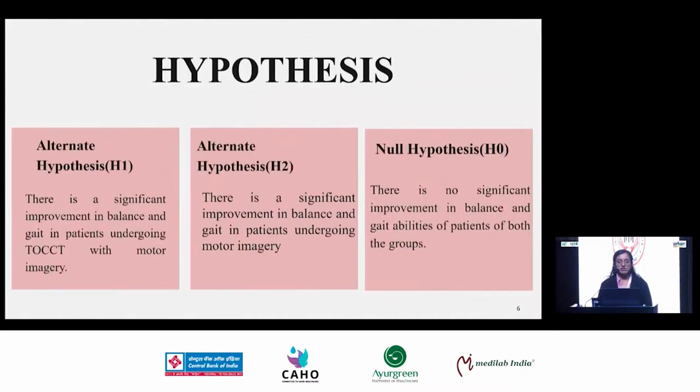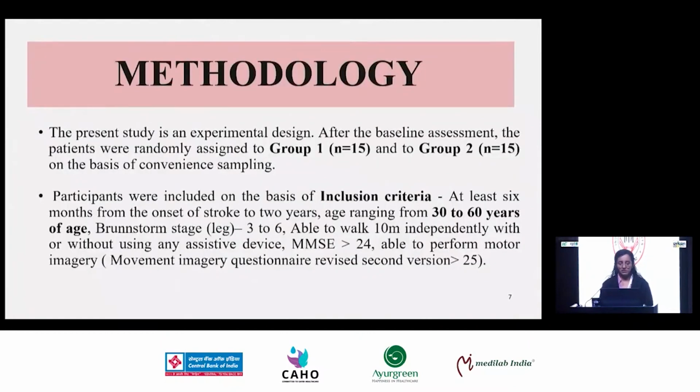The alternate hypothesis 1 states there is significant improvement in balance and gait in patients undergoing TOCCT with motor imagery. Alternate hypothesis 2 is there is significant improvement in balance and gait in patients undergoing motor imagery. Whereas a null hypothesis is there is no significant improvement in balance and gait abilities of patients of both the groups. The methodology, the present study is an experimental design.